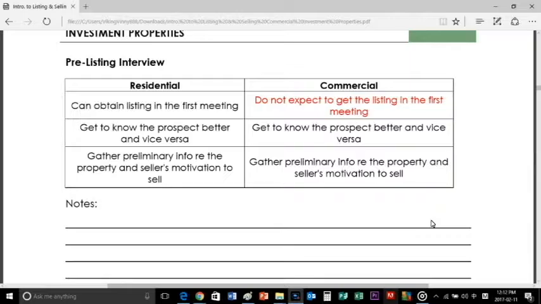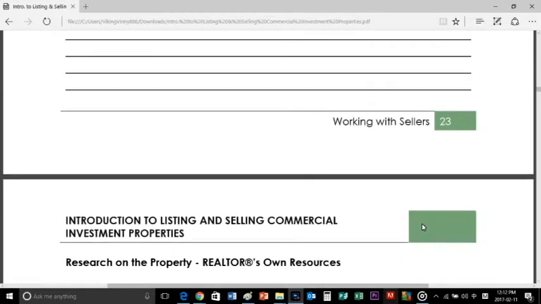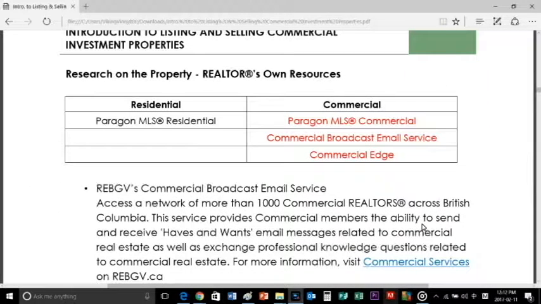Residential, get to know the prospect better and vice versa. Commercial, get to know the prospect better and vice versa. Yes, it's the same. Residential says gather preliminary info regarding the property and seller's motivation to sell. Commercial, gather preliminary information re the property and seller's motivation to sell. Yes, it's the same. Research and analysis: research on property, research on market, and research on the seller. So, research on the property.